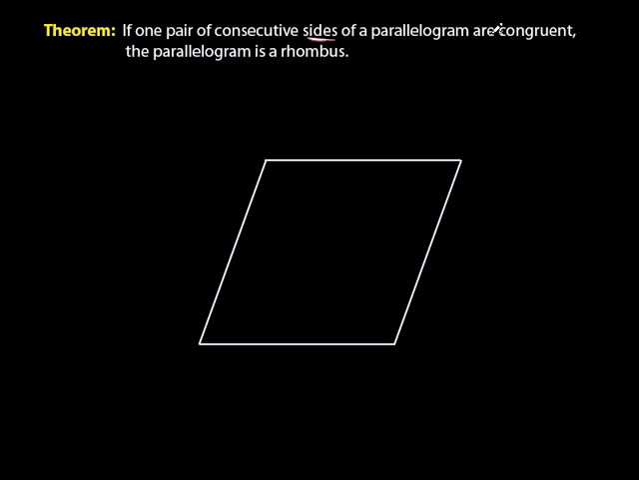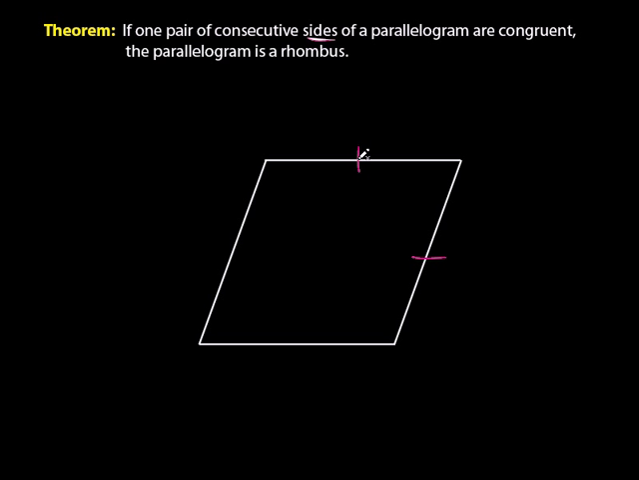So it says if one pair of consecutive sides of a parallelogram, so I'm given that this is a parallelogram, if they are congruent, which means what? It means this side, what's a consecutive side? I could either pick this one or this one, doesn't matter. Let's pick this one. So if I have one pair, just one, okay, I don't have to have both of them, just one pair of consecutive sides of a parallelogram being congruent. Remember, I'm given that this is a parallelogram. Then the parallelogram must be a rhombus.